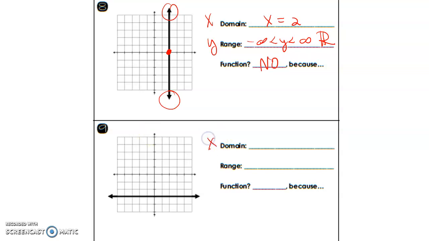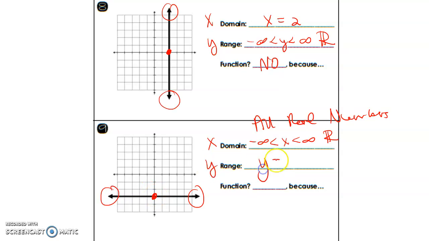Number 9, domain, leftmost, rightmost, all real numbers. Negative infinity, less than x, less than infinity, all real numbers. Okay, range, my range is going to be like the domain was in the previous one. So what's my lowest point? It's right here. What's my highest point? It's also right here. So I'm just going to say y equals negative 3. Is this one a function? Yes, it does pass the vertical line test.